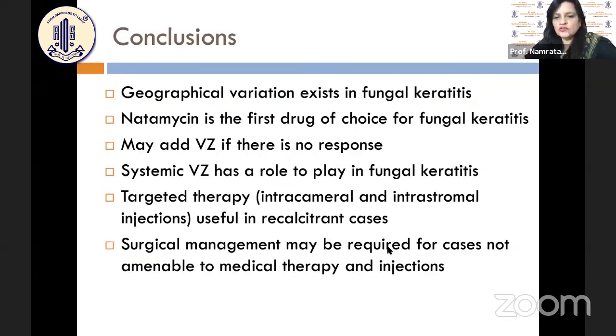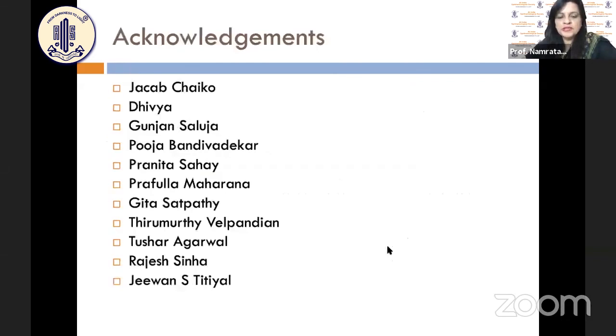So to conclude, geographical variation does occur in cases of fungal keratitis. Natamycin is the first drug of choice. You may add voriconazole if there's no response. Systemic voriconazole, I believe, does have a role to play, although many would feel otherwise. Targeted therapy is useful in recalcitrant cases, and surgical management has to be resorted to for cases which are not amenable to medical therapy and injections.